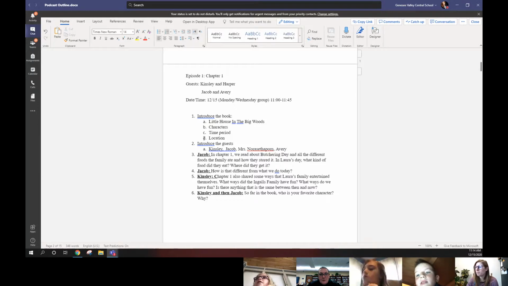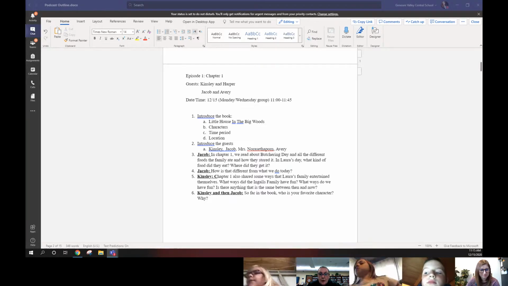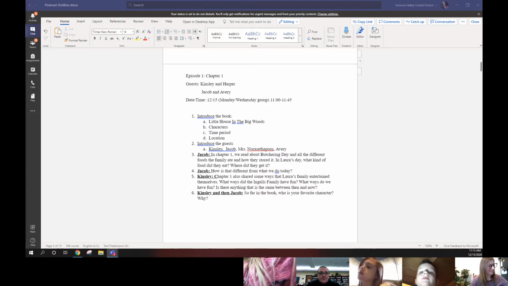Mrs. Norsethaporn, can you tell us a little bit about when and where our book takes place? Sure. This is Little House in the Big Woods, and it is set in colonial times. The third graders were doing a colonial unit, talking about that time period, and of course, this book popped right into my mind. So we decided to start reading it and doing different activities with it. The location is in the big woods of Wisconsin. Awesome. So we have a family in colonial times in the woods in Wisconsin.